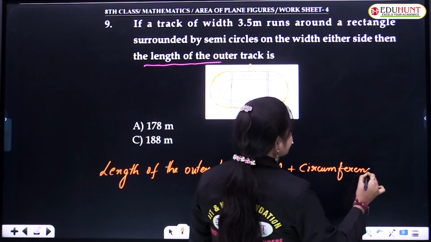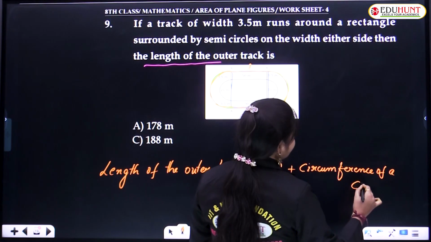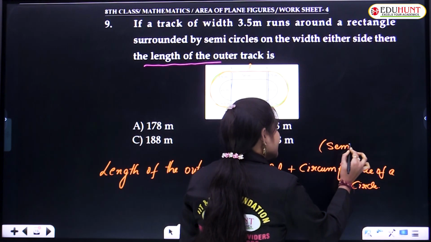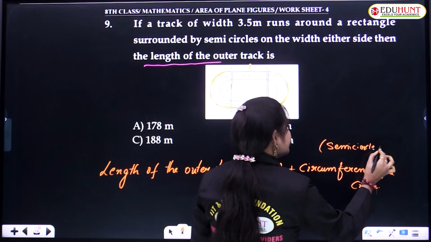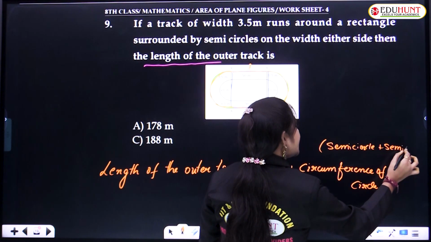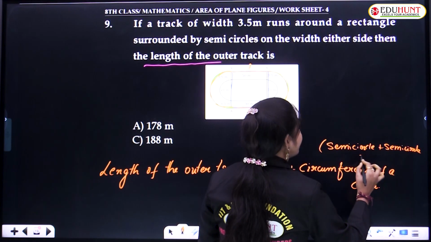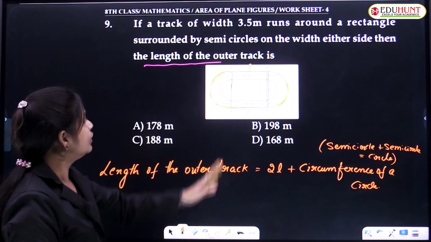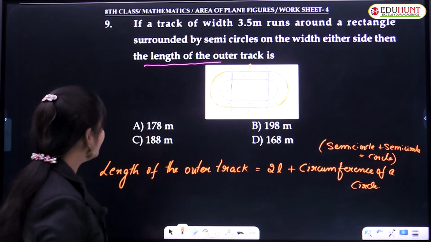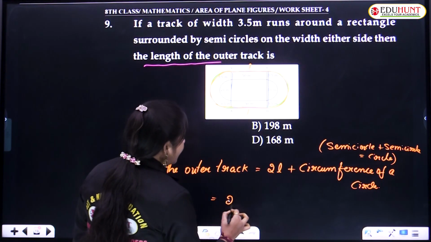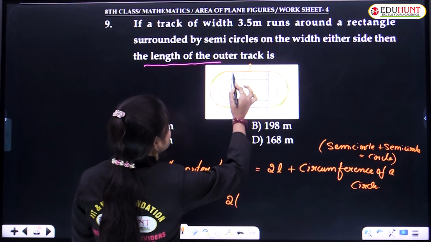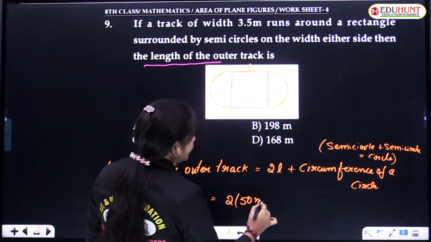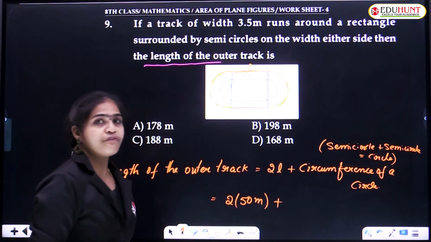Circumference of a circle. Why? Because here the total circle is taken as a semicircle plus a semicircle. 2 semicircles are there, no? When you combine those two, we get a circle. Now what do we get here? 2L. 2L means, here L is equal to 50 meters, it is already given. L is equal to 50 meters, plus the circumference of a circle.